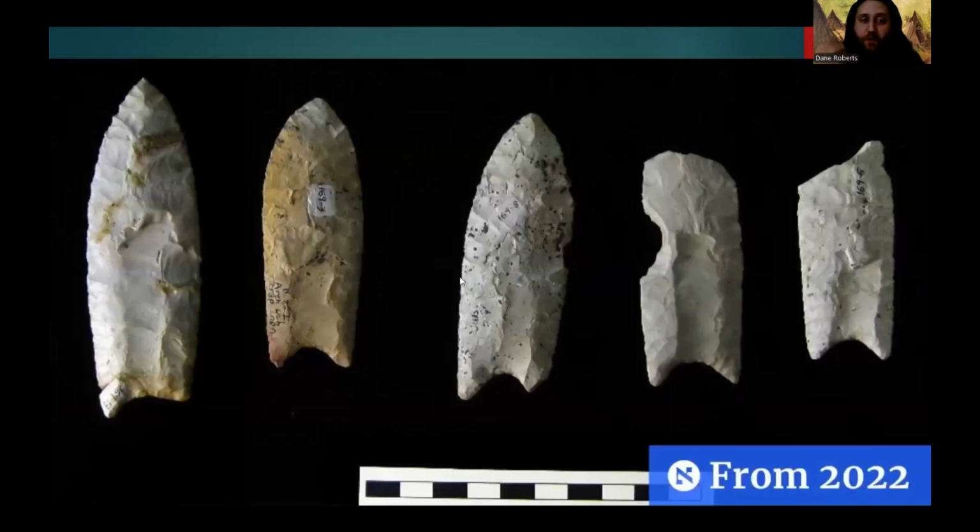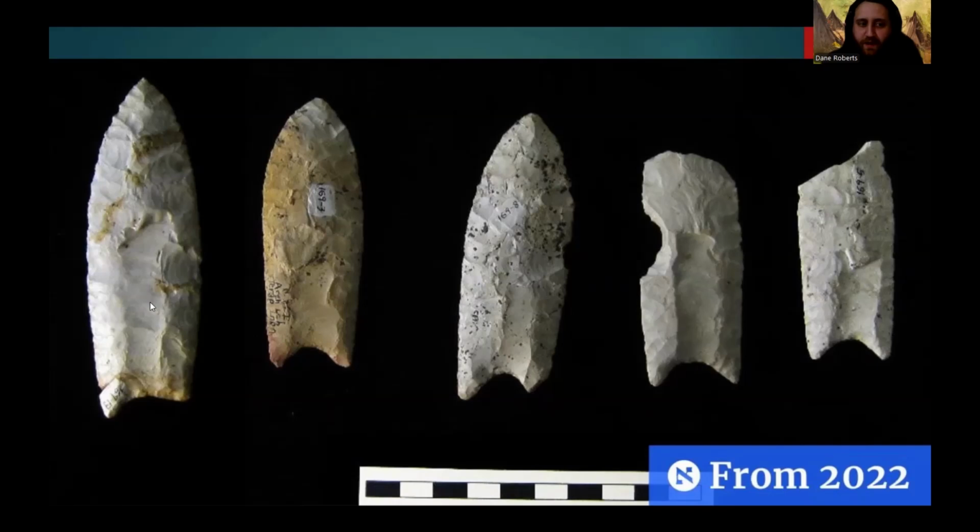And this culture is most well known for its very distinct type of projectile point, which was found, called Clovis points, which are distinct for their leaf shape, as well as the flute.